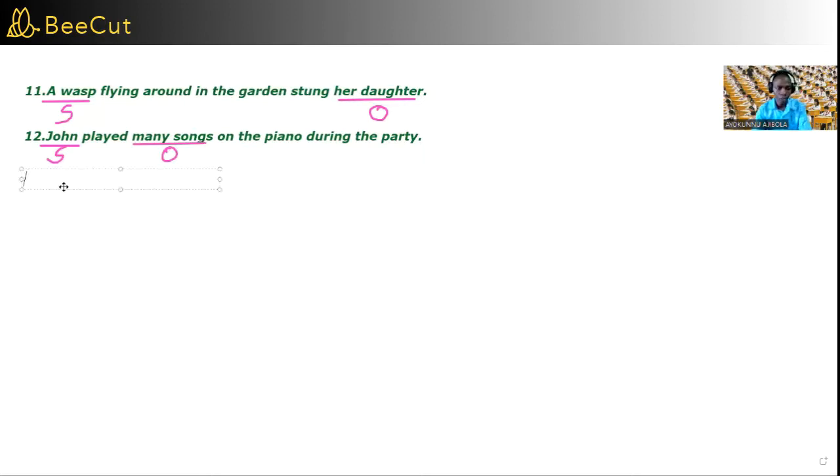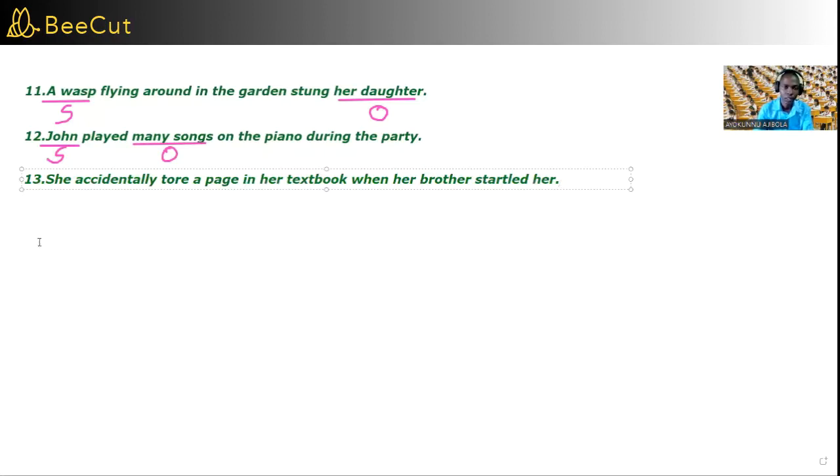She accidentally tore the page in her book when her brother startled her. Yes, I'm waiting for you, Tracy. She accidentally is the subject. Why? No, she is the subject. She is the subject. A page in her book is the object.